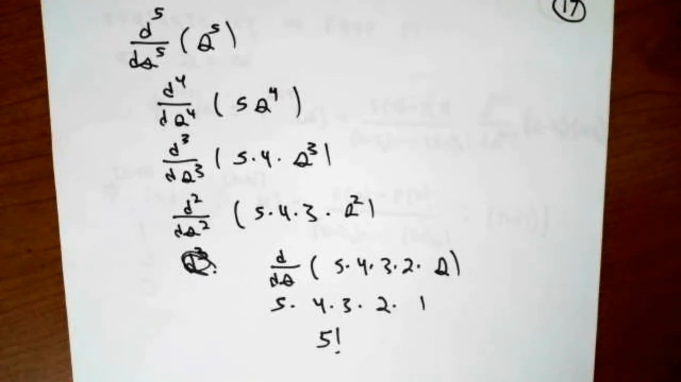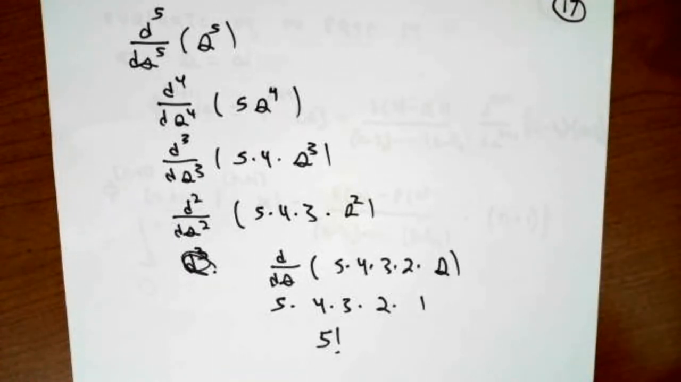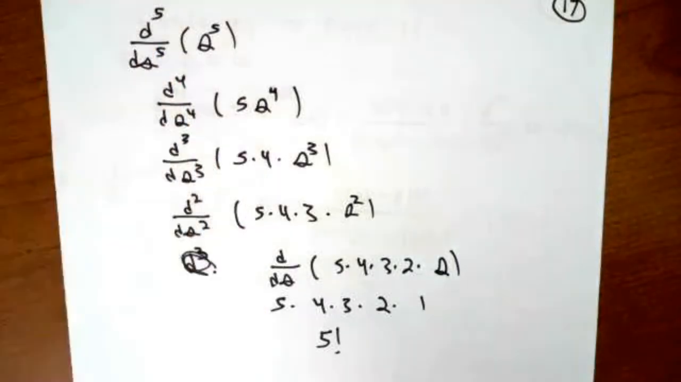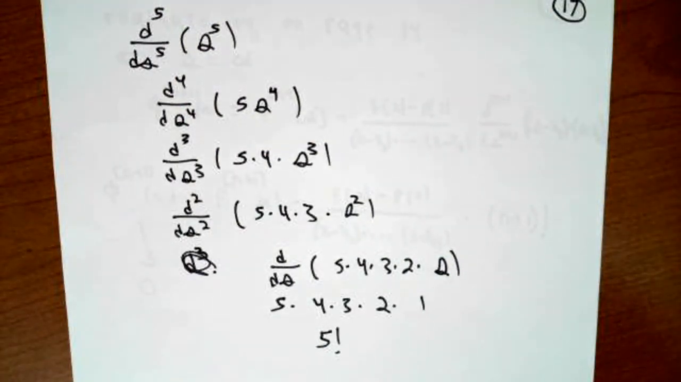Not to belabor the point, but if you work out what the fifth derivative with respect to s of s to the 5 power is, it's the same kind of calculation, and in the end, you end up with 5 times 4 times 3 times 2 times 1, which is 5 factorial. If I take a derivative with respect to s of a certain order of s raised to that same power, what I'm going to get at the end will be a constant. It will be the original order of the derivative factorial.